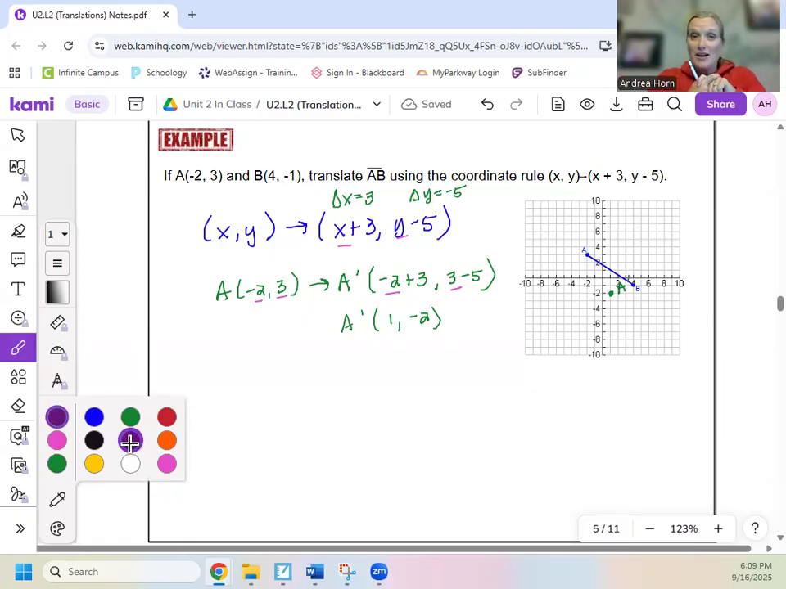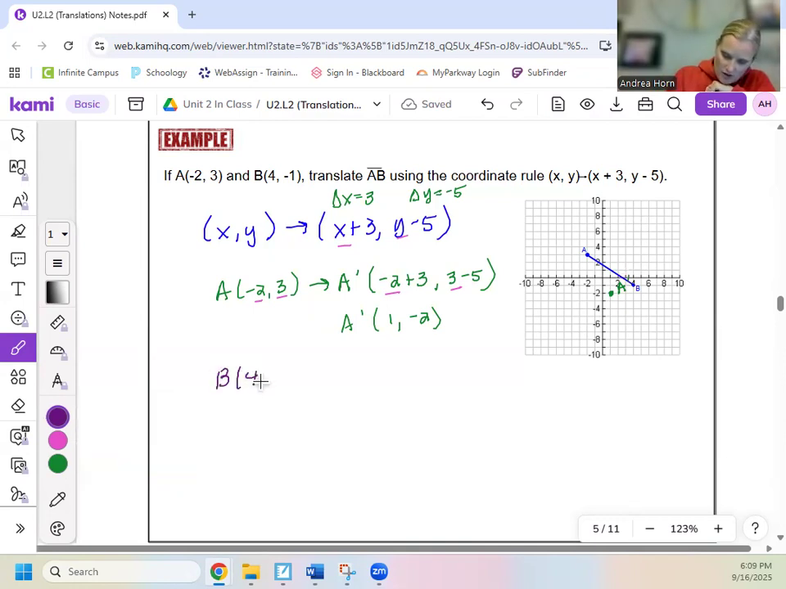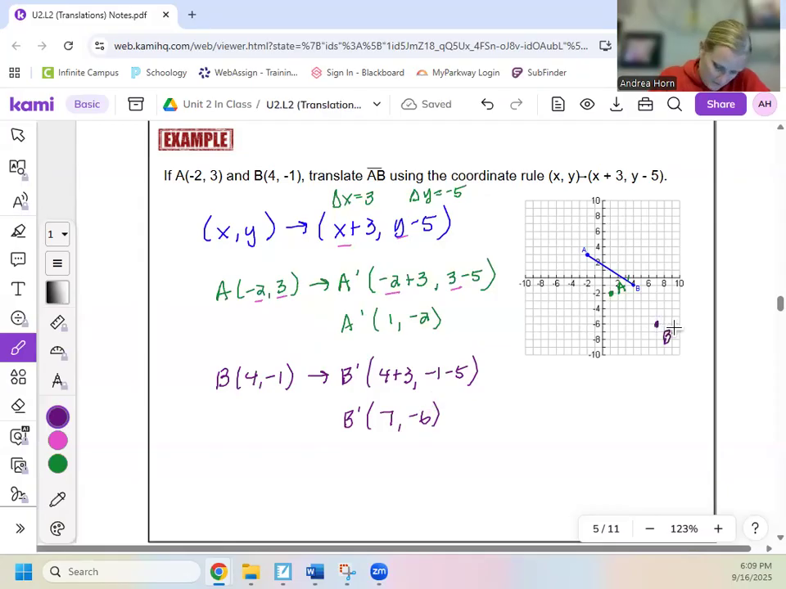And then if I do B, okay, so no, wait, pause. Pause the video. You translate B using the rule. Okay, when we translate B, B is going to be 4, -1. So that means B prime is going to be 4 plus 3 and -1 minus 5. So that means B prime ends up at 7, -6. So if I plot 7, -6, I end up right here. So here's my B prime.